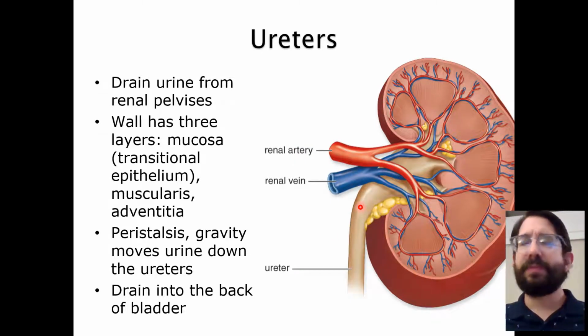Filtration's done. The blood is clean. The urine is made. What are we going to do with it? We send it into the ureter, which has 3 layers of tissue. There's a mucosal layer inside made of transitional epithelium. There's a muscularis layer and adventitia, connective tissue sheath around the outside.